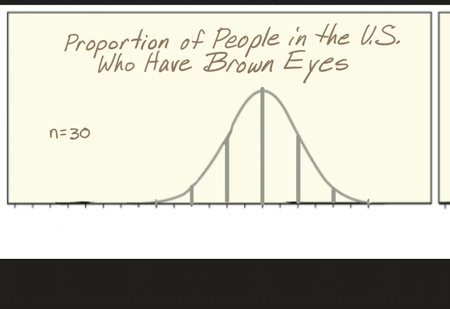Well, it happens to be that the proportion of people in the U.S. who have brown eyes is 41%, or 0.41 is the population proportion. And if we take samples again and again and again, the mean of those sample proportions will be 0.41. And then instead of standard deviation, we will refer to the distance illustrated here as the standard error.